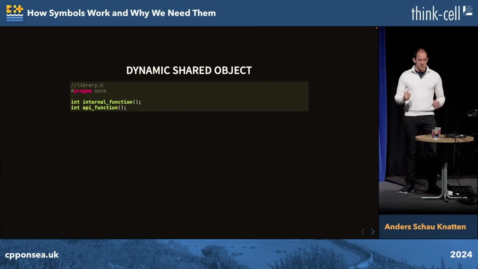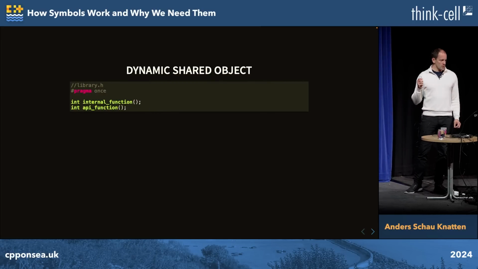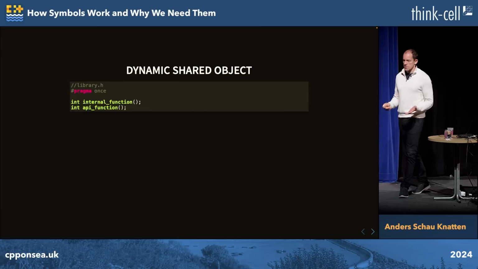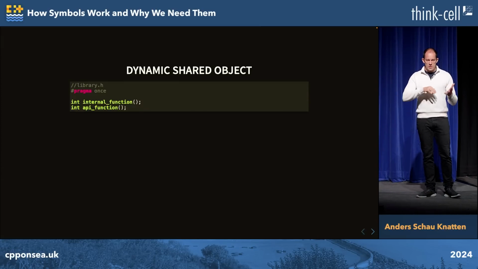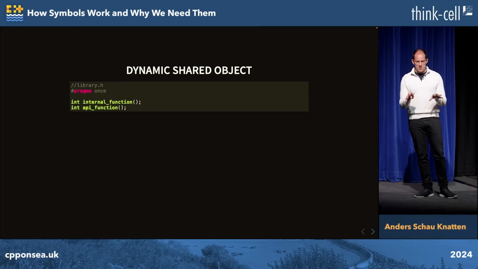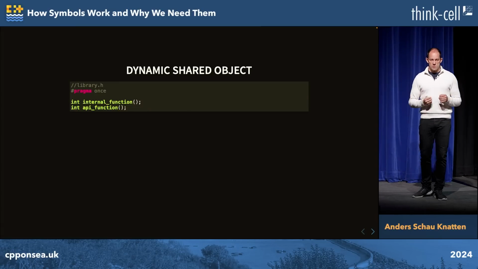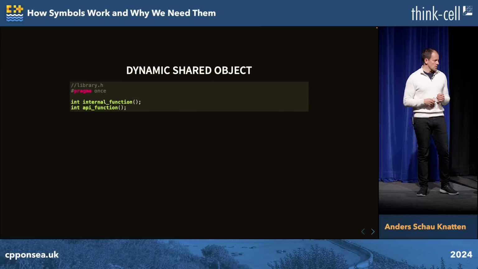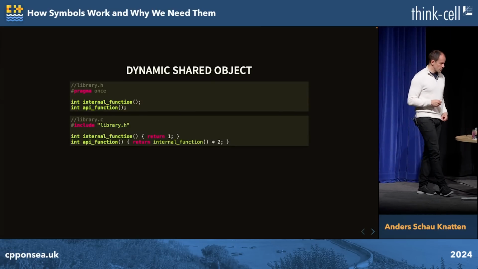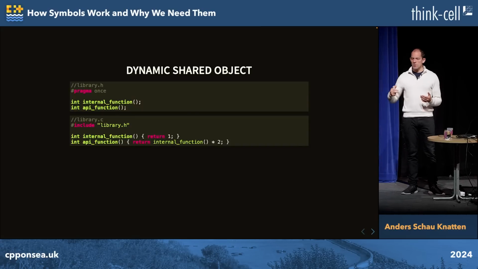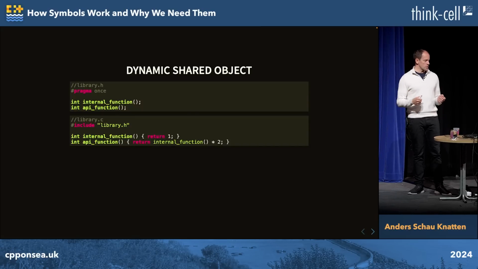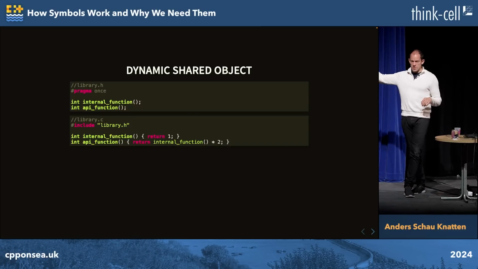So let's see how you can do that. Here's a shared object I'm shipping to some users. It has an internal function that only I'm allowed to use inside of my SO file, and then the API function is what the users are supposed to use. And here's the implementation. Internal function returns 1. API function calls the internal function and multiplies it by 2. And here they're both in the same file.